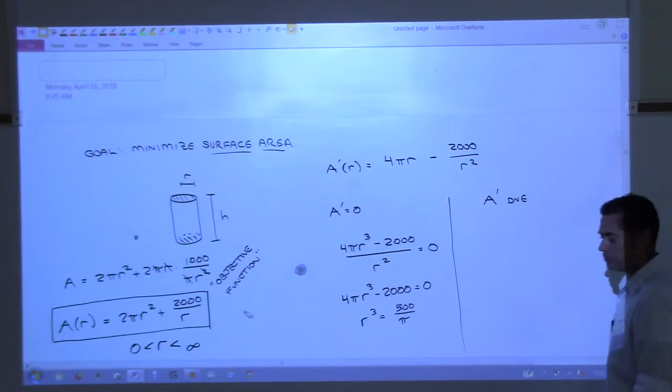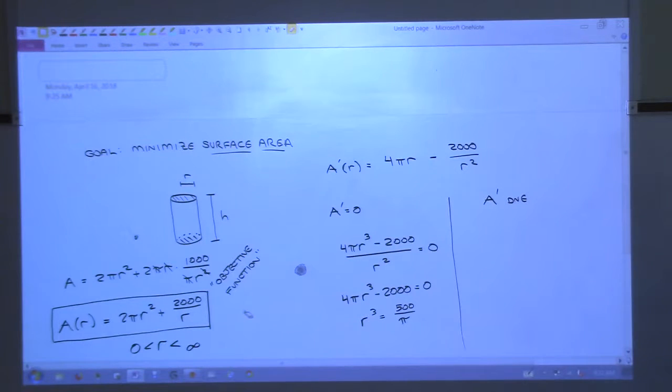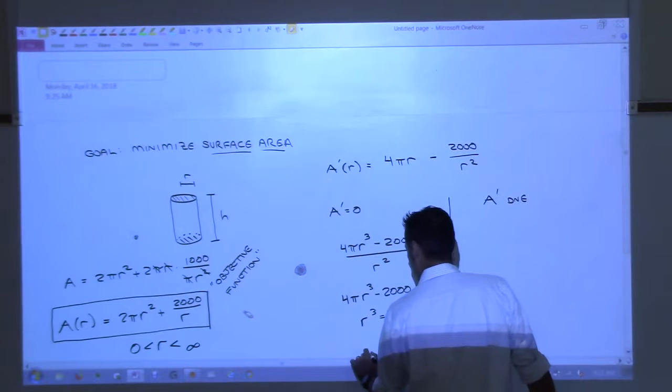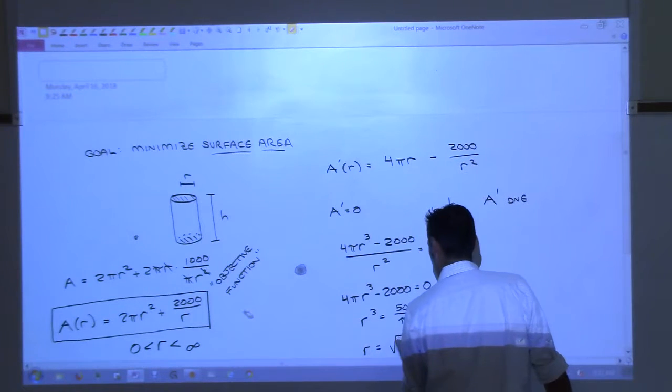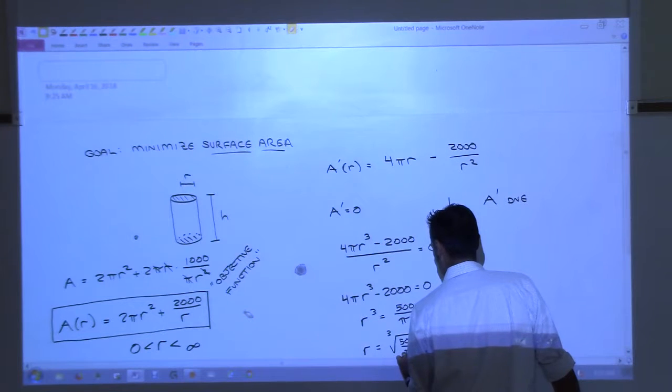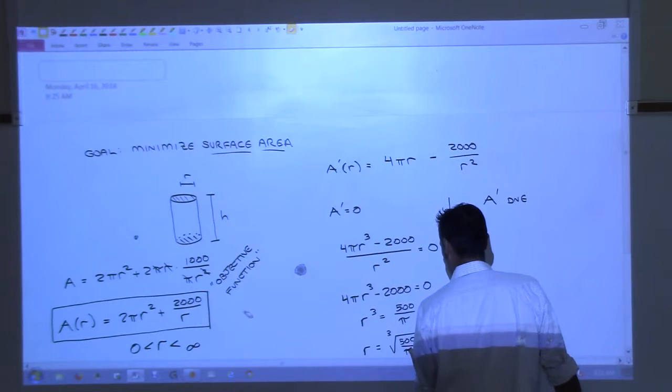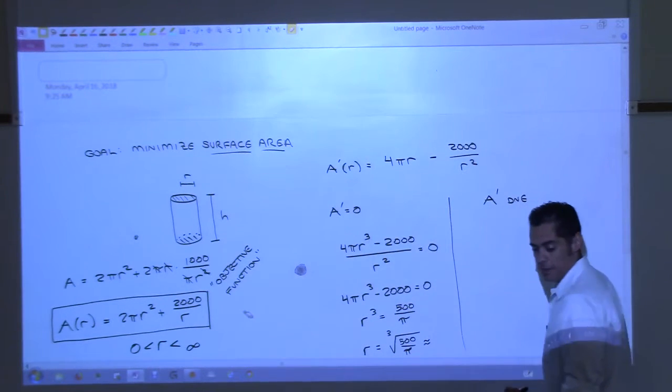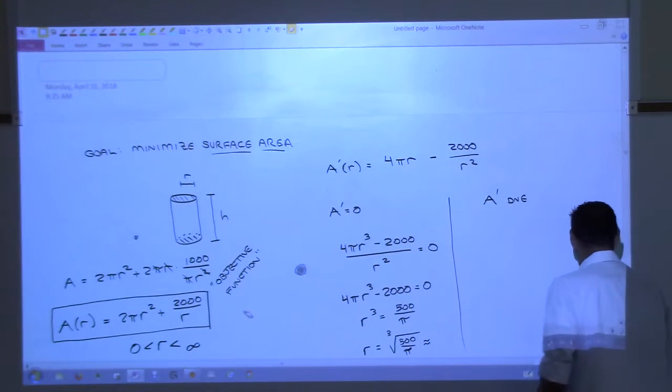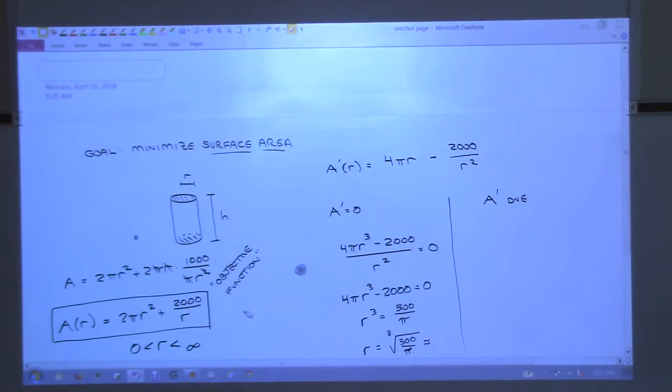Y'all agree? And then we take the cube root. So r is equal to the cube root of 500 over pi. Now I hear some punching away on the calculator there. That's good. Yay or nay? You get something?